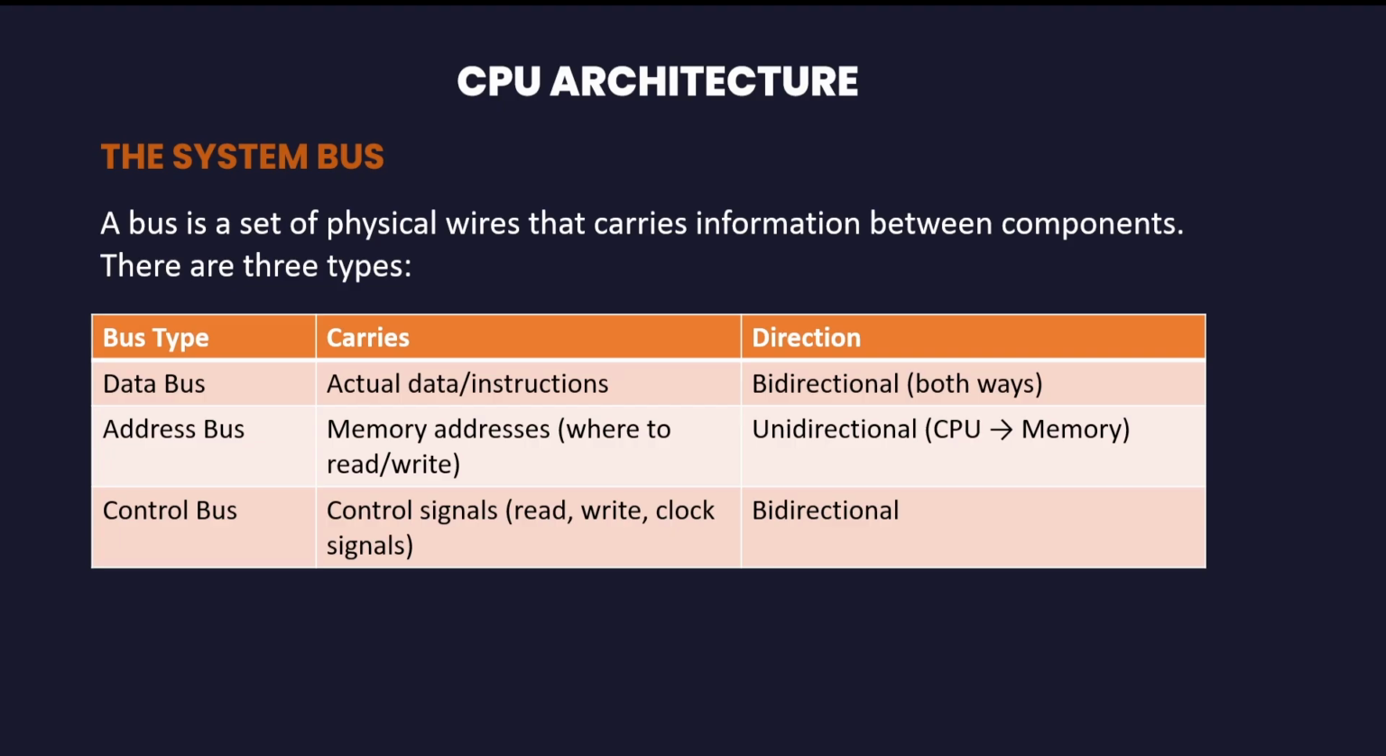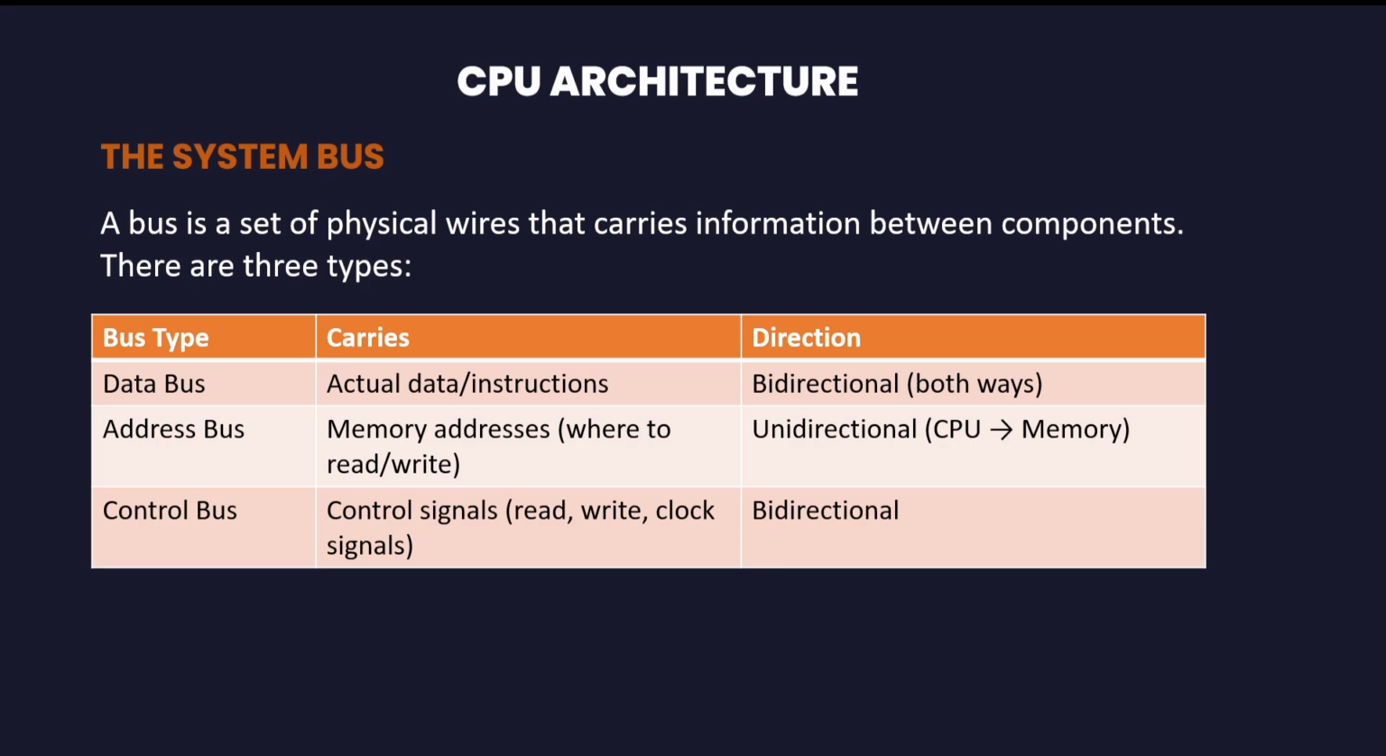The system bus. A bus is a set of physical wires that carries information between components. There are three types. First, data bus. It carries actual data and instructions. It is bidirectional. Second, address bus. It carries memory addresses. It is unidirectional. Third is control bus. It carries control signals like read, write, clock signals.